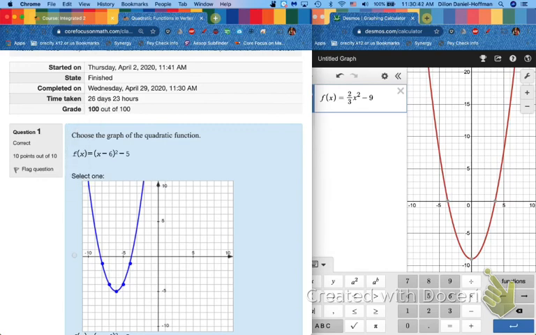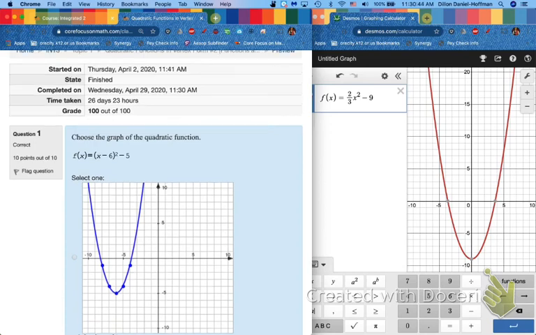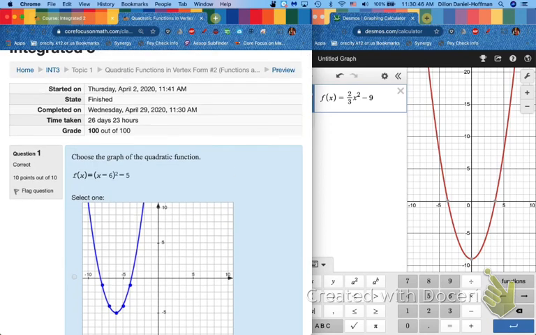100%. Quadratic functions number 2. 2 down, 1 to go. When we come back next time, we'll do quadratic functions in vertex form number 3. And we'll have one last goodbye in this beautiful vertex idea of graphing. Okay, cool.